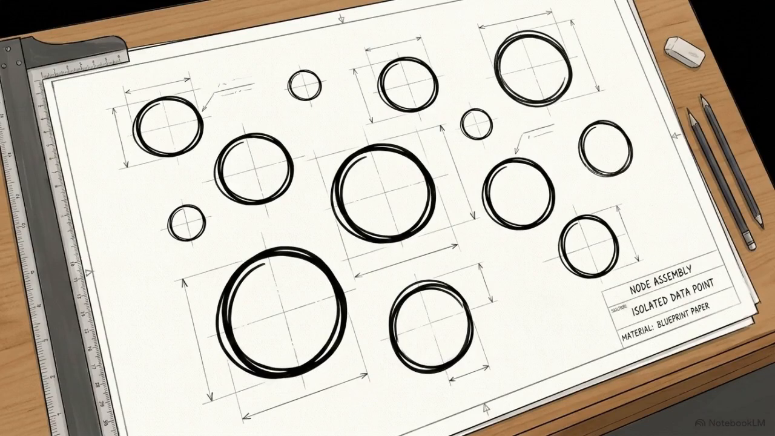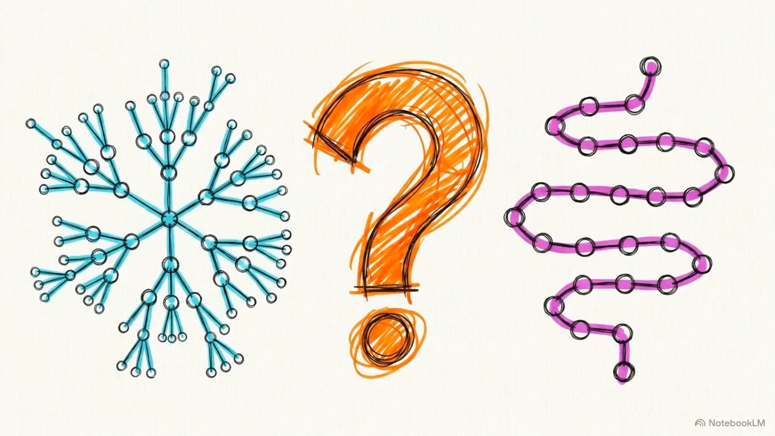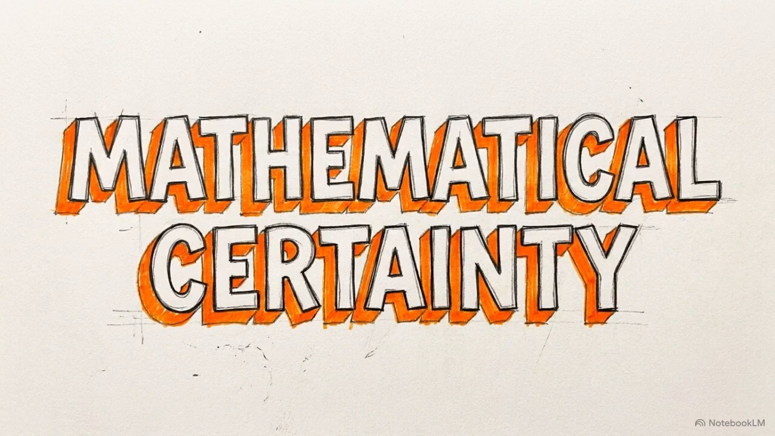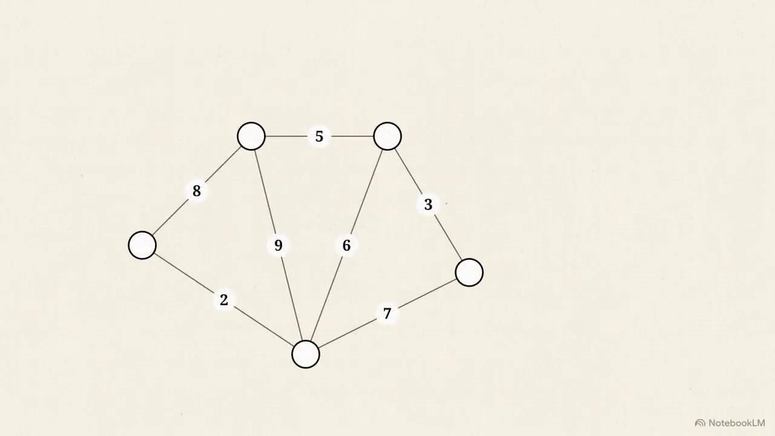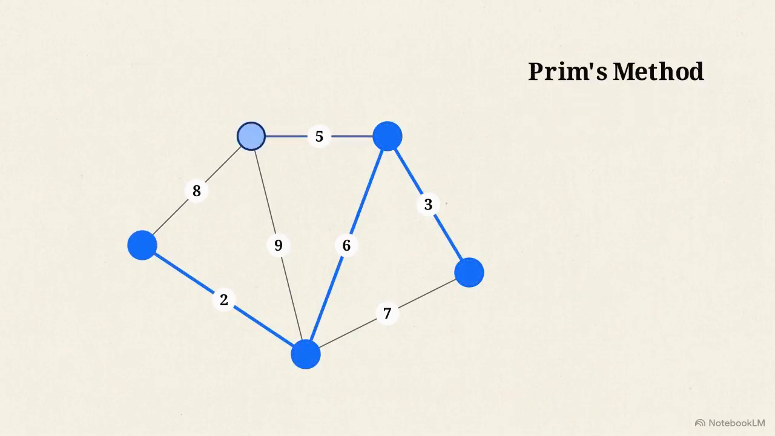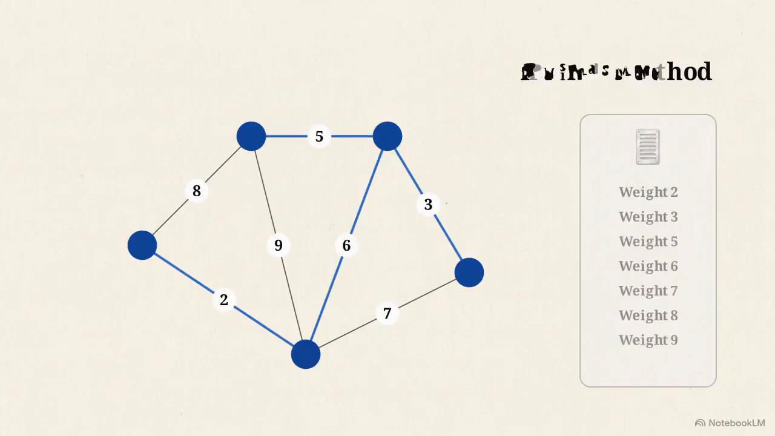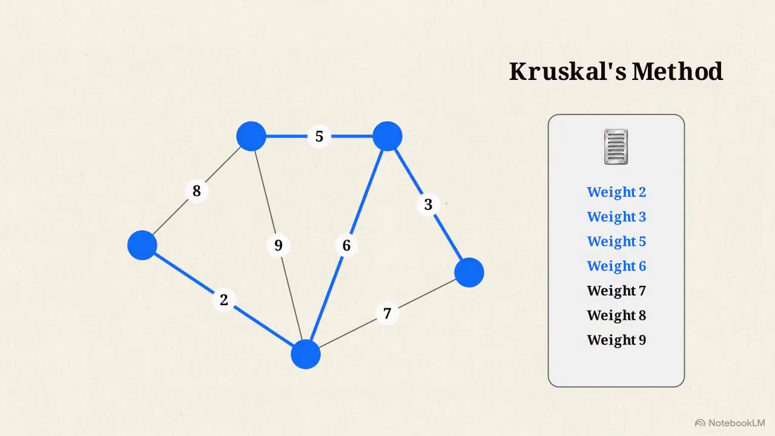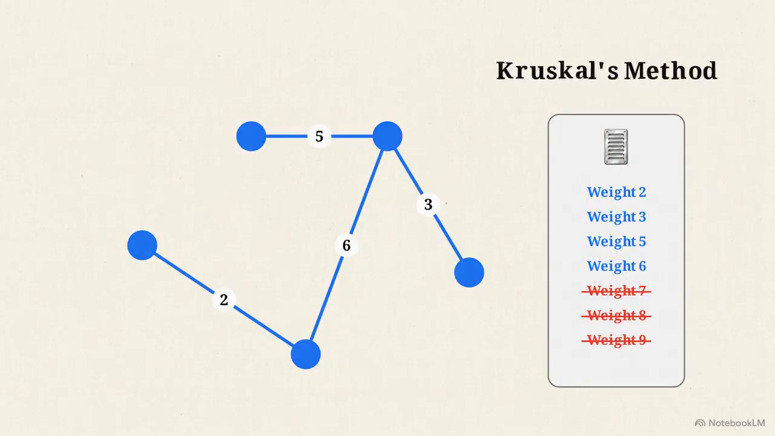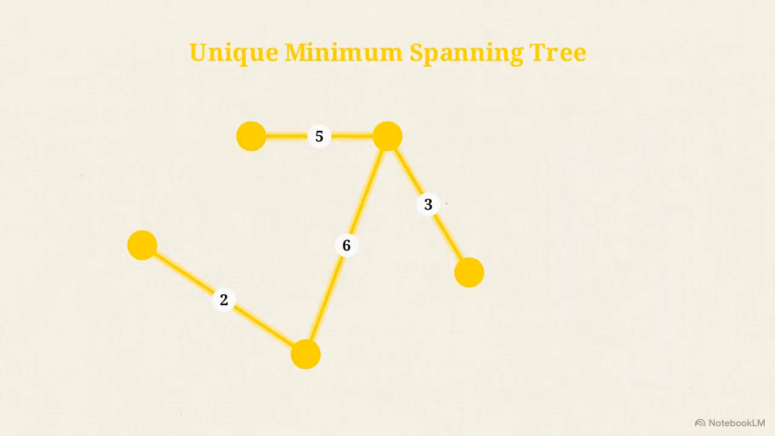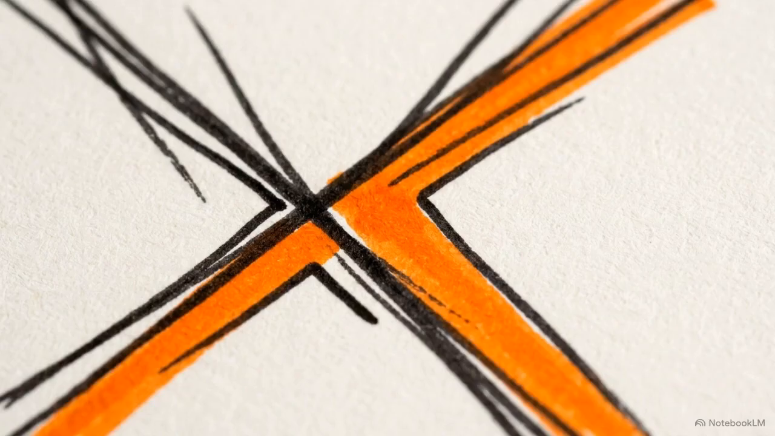The second misconception concerns minimum spanning trees. It is easy to assume that different construction algorithms, like Prim's and Kruskal's, might yield different network shapes, but graph theory relies on a strict uniqueness theorem. If all edge weights in a graph are distinct, the minimum spanning tree is mathematically singular. Regardless of whether you build outward from a single vertex using Prim's method or combine independent edges globally using Kruskal's method, the final structure will be exactly the same. Algorithmic outcomes are directly bound to the structural invariance of the graph they operate on.